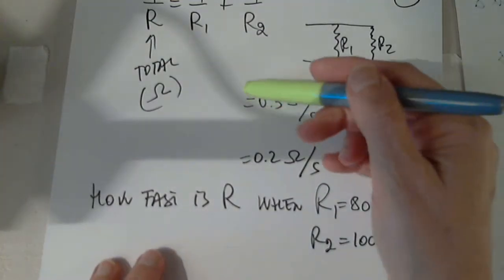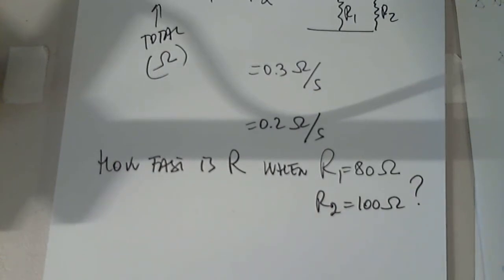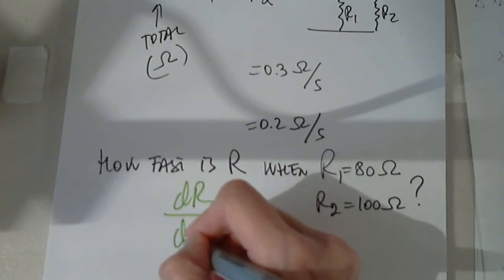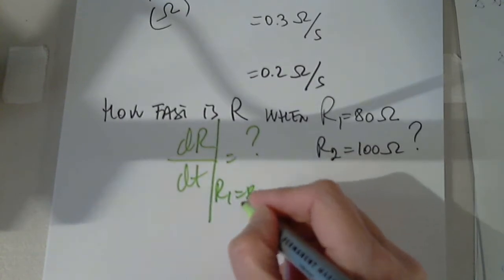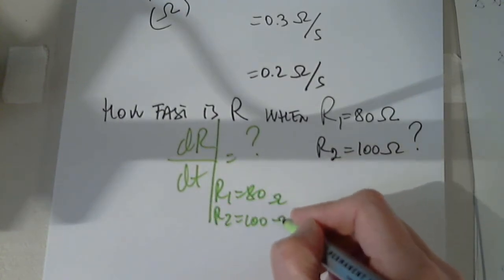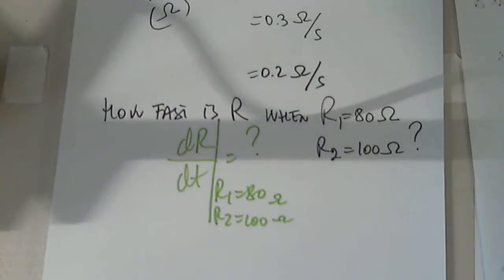So how do I start, and what is given to us, and what is the question? I'm sure that by now you see the pattern in these problems. Something is given, a rate of change is given, or two in this case, and we're asked to determine a third one. Are we looking for dR over dt? Absolutely. That is the question. Given that R1 equals 80 and R2 equals 100.